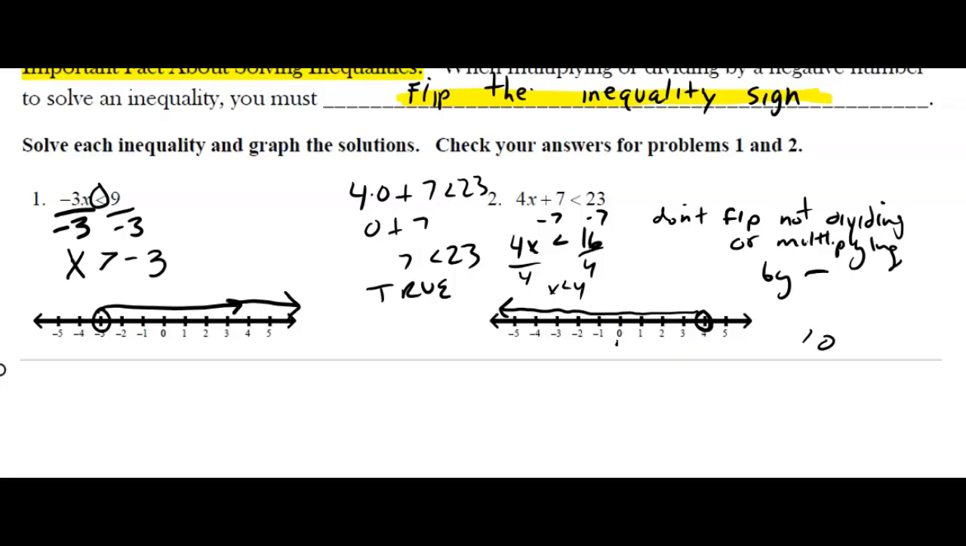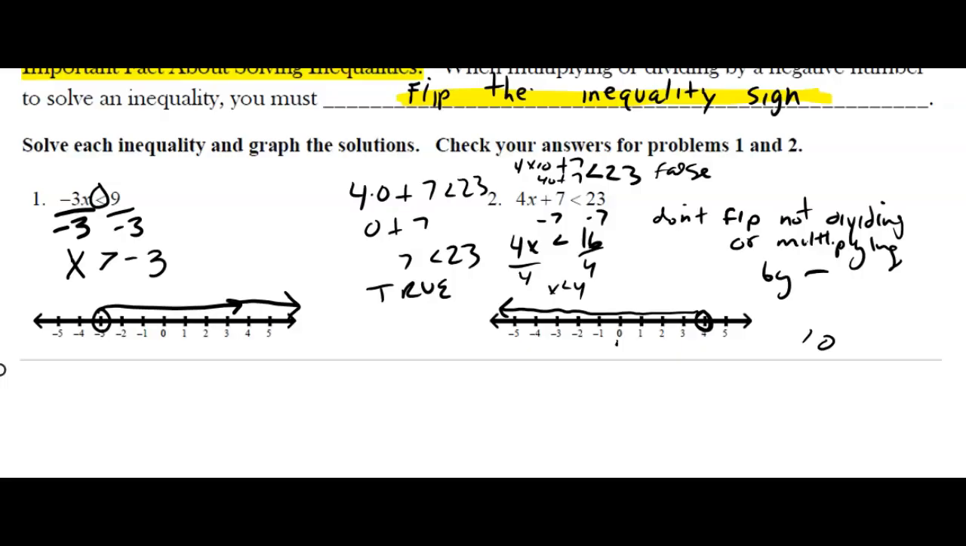And then if I picked another easy number, I don't know, pick 10, for example. So now I would have 4 times 10 plus 7. So I have 40 plus 7. Is 40 plus 7 less than 23? No, that's false, which is good, because I wouldn't want it true over here, because that's not a part of the solution. That's why it's false. It's not included.